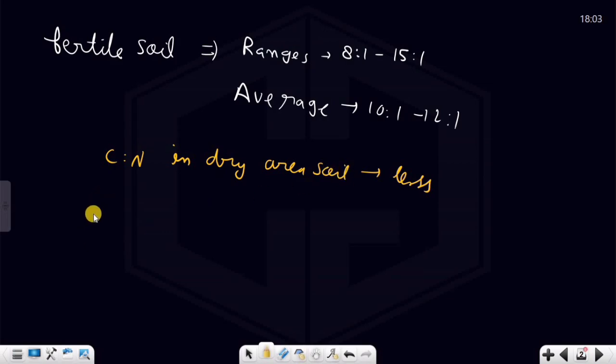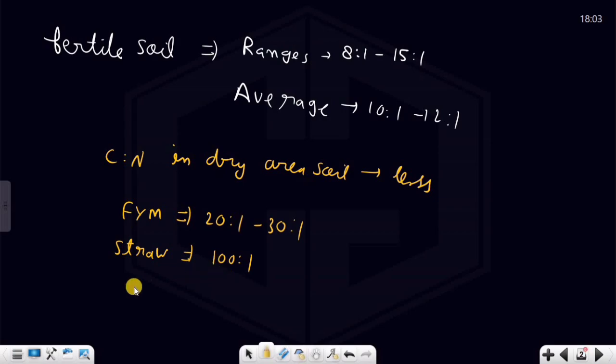The second one is the carbon nitrogen ratio of cow dung manure or farmyard manure. That is from 20:1 to 30:1. And if we talk about farm waste or straw, the crop waste, that is around 100:1. It is the highest amount of carbon.